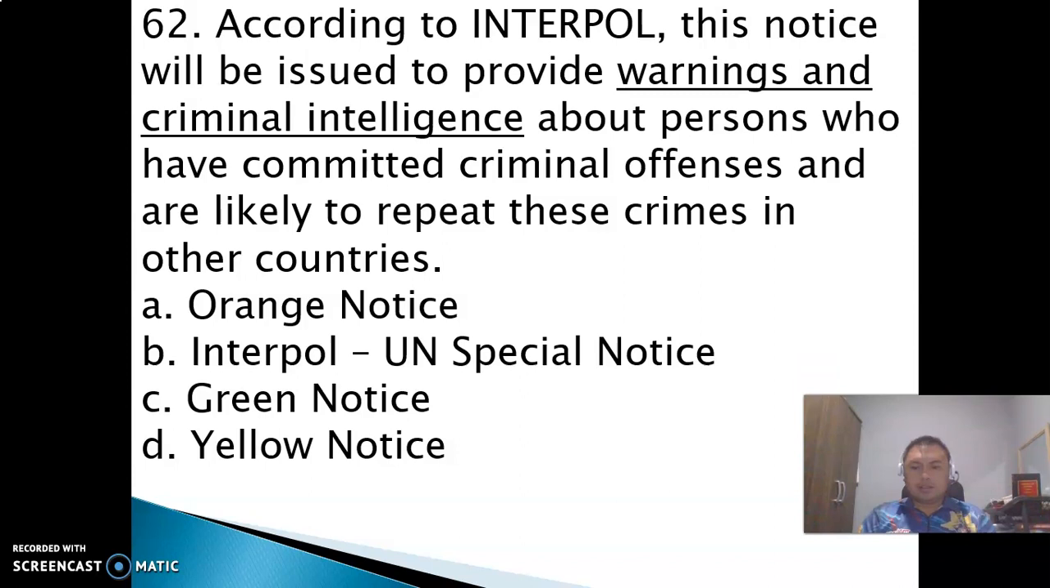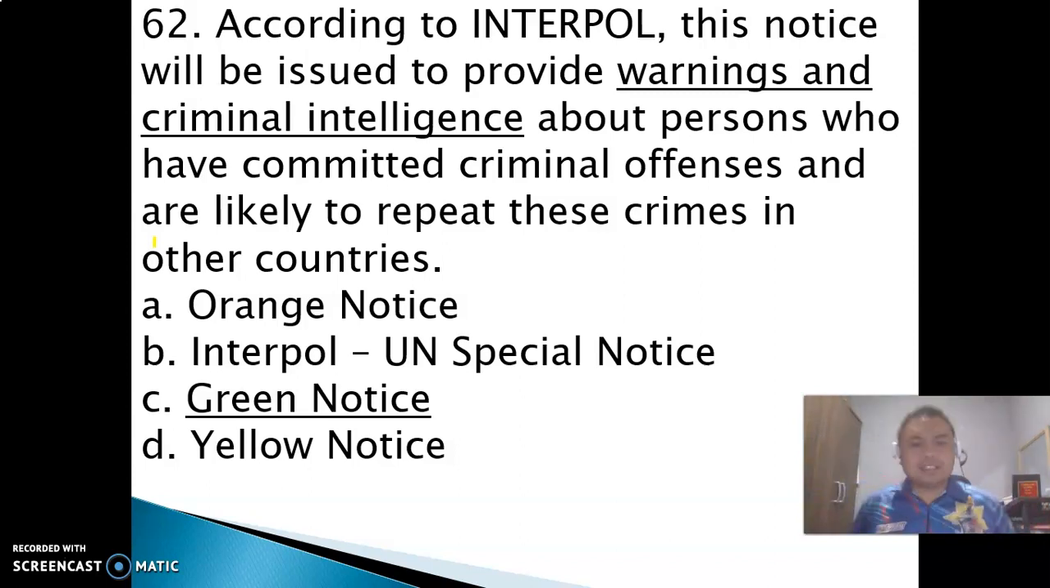Okay. Ito. According to Interpol, this notice will be used to provide warnings and criminal intelligence about persons who have committed criminal offense and are likely to repeat these crimes in other country. Okay? Is it orange notice? B. Interpol UN special notice? Green notice o yellow notice? Of course, that is green notice. No? Green notice yan.